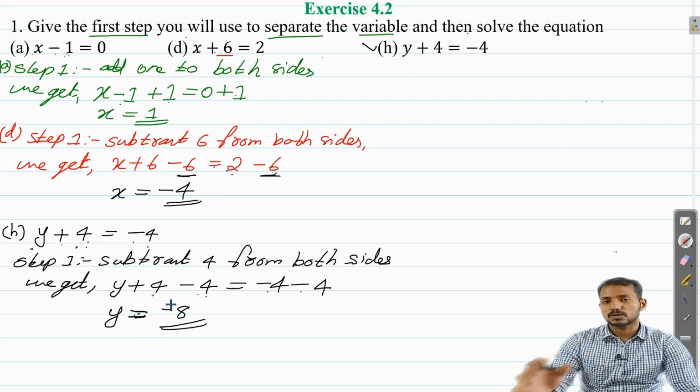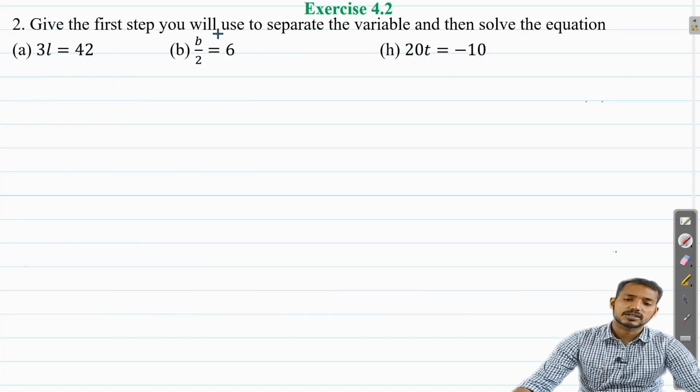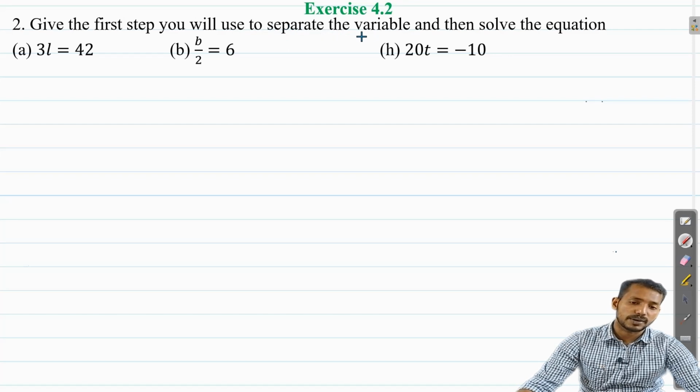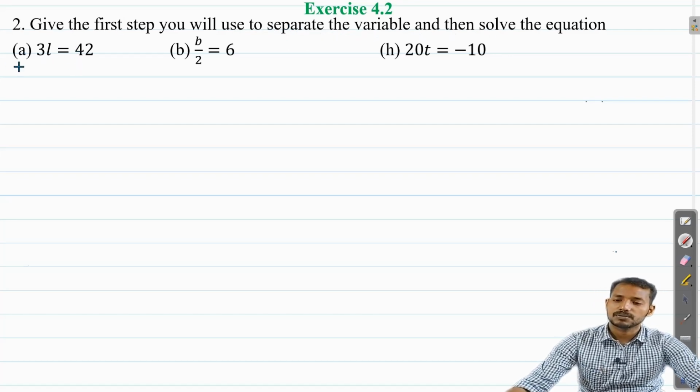Clear? Now let's move to the second question. Same as question number 1. Give the first step you will use to separate the variable and solve the equation. 3 options I am taking from here also. First one is option A. Step 1 I need to do. What is step 1?